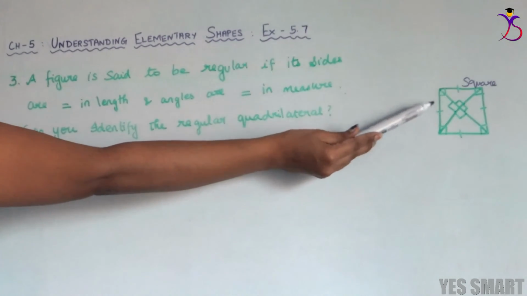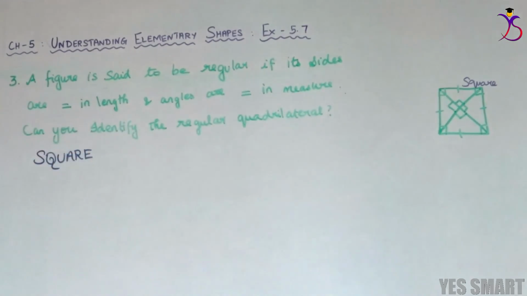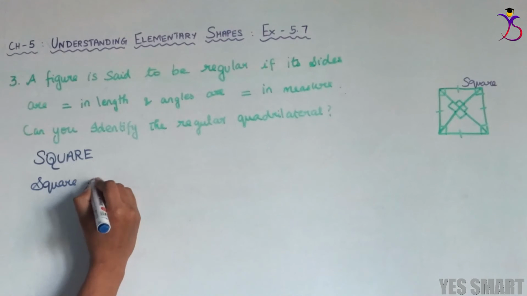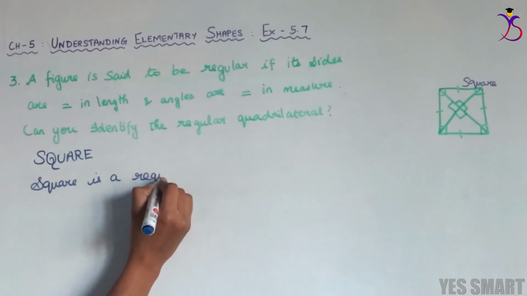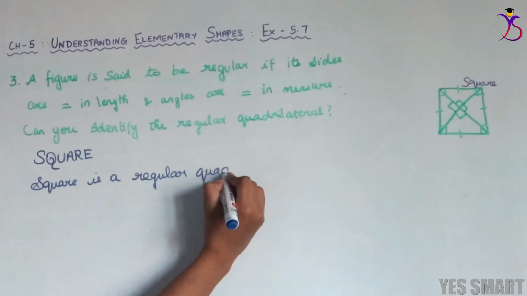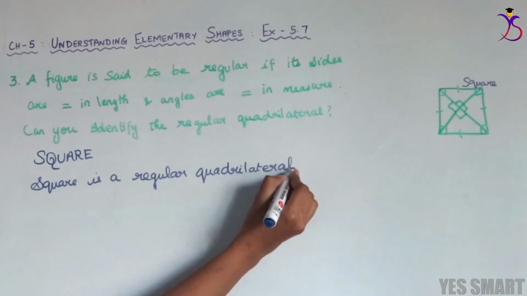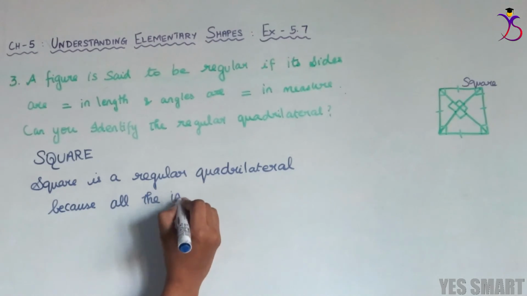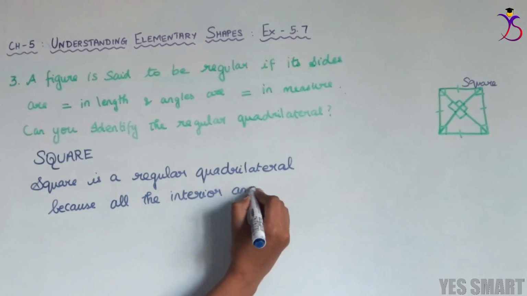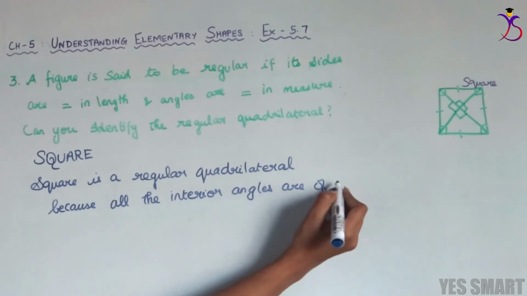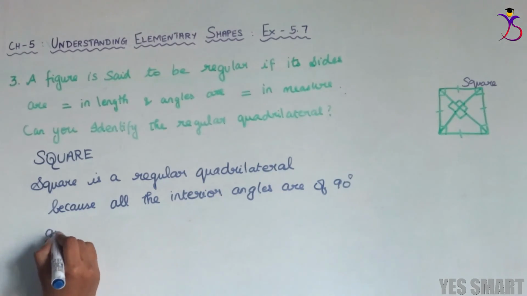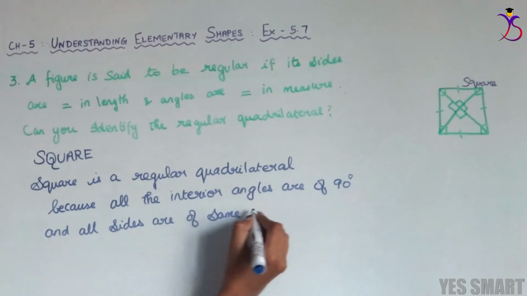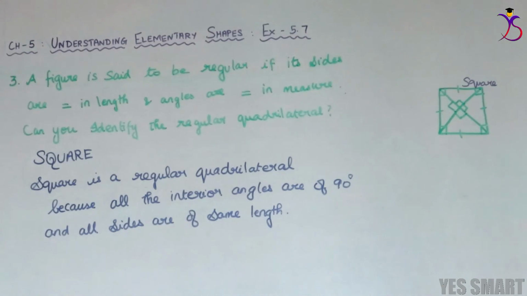So in the square, we already knew that the angles are 90 degrees and all are equal. Likewise, all sides are equal. Therefore, a square is a regular quadrilateral because its sides are equal and its angles are also equal. Because all the interior angles are 90 degrees and all these sides are of the same length. Hence, a square is the regular quadrilateral. With this, we are completing Exercise 5.7.